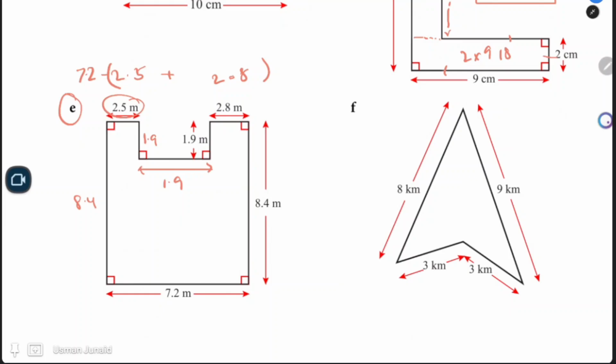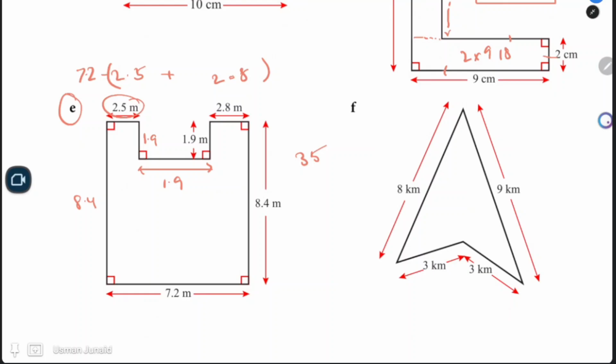Now, what is the total? 35. Let's see. So you've got 2.5 plus 8.4 plus 7.2 plus 8.4 plus 2.8 plus 1.9 plus 1.9 plus 1.9. Okay, that's where we end, which gives you 35.